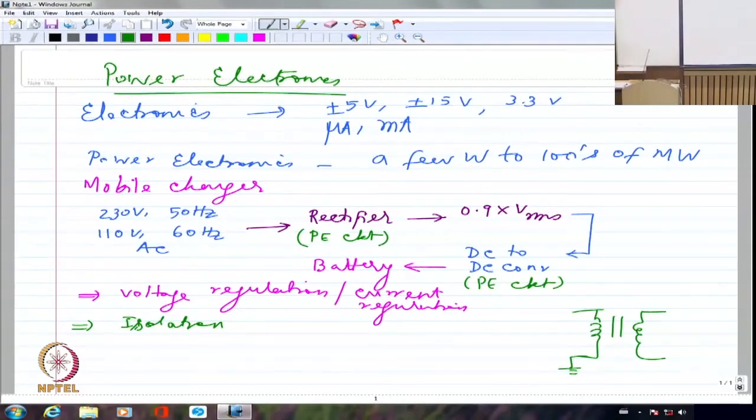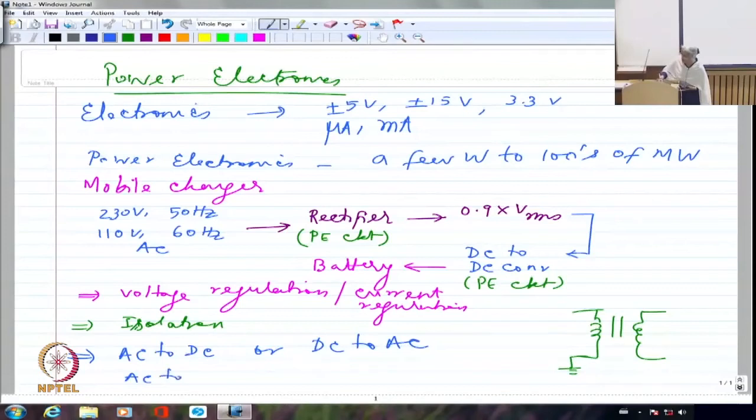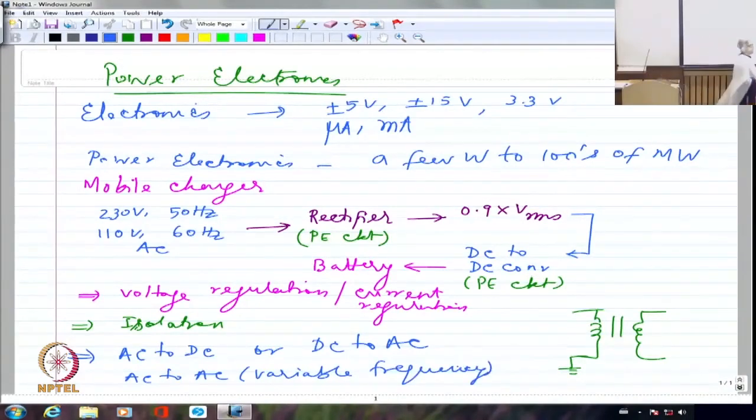So these are two primary functions of a power electronic circuit, generally regulation and isolation. Apart from that, I would also convert probably AC to DC or DC to AC, or I may convert AC to AC with variable frequency. That is, I give a 50 Hertz supply, I might like to have a 100 Hertz AC output. So AC to AC conversion is also possible, and of course the last one which I have left out, which is DC to DC.